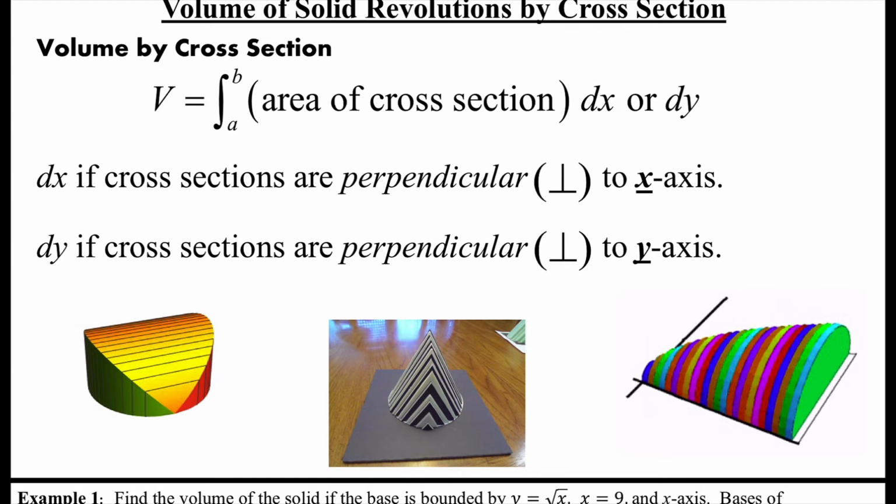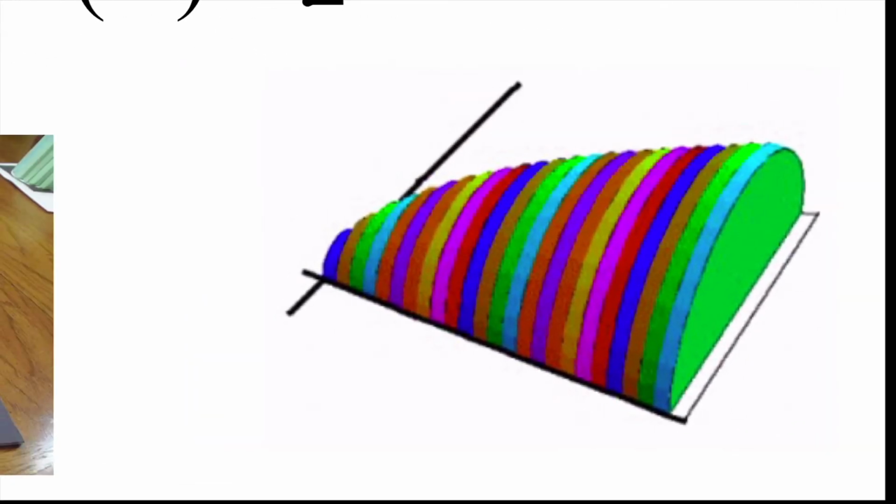They'll tell you if it's perpendicular. See these little half circles here? Each of those little slices of half circle, are they perpendicular to x or are they perpendicular to y? Perpendicular means they cross at 90 degrees. Parallel means going the same way.